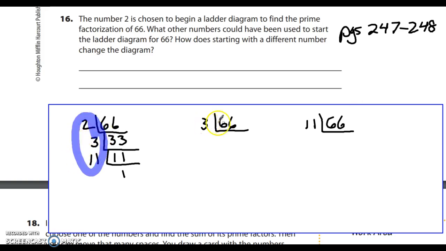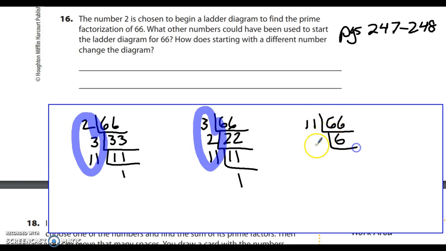And I'm going to do this one now. 3 goes into 66 22 times. 2 goes into 22 11 times, and 11 goes into itself once. I get 3, 2, and 11. And 11 goes into 66 6 times. 2 goes into 6 3 times. 3 goes into itself once. I get 11, 3, and 2.